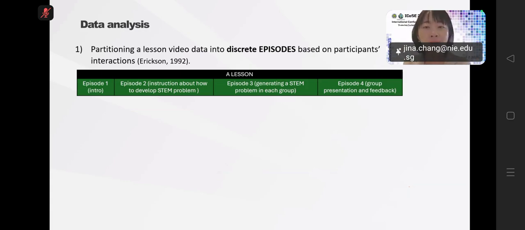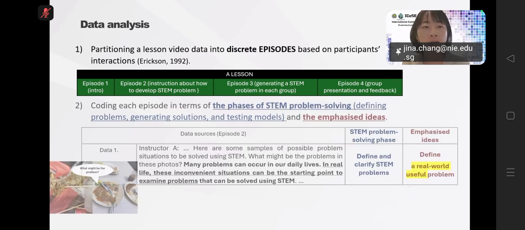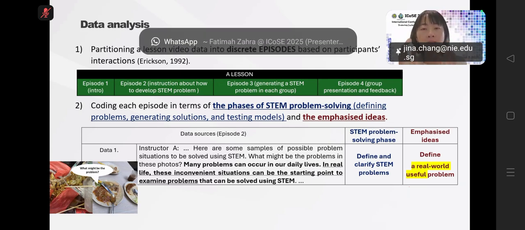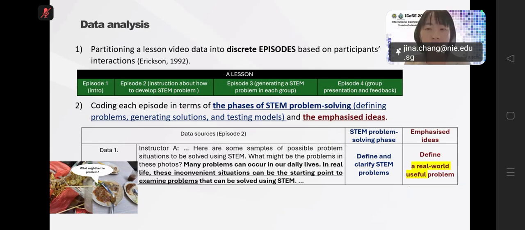So for example, this is one set of data, okay? One entire lesson was partitioned into discrete small activities. And in each activity, we analyze two aspects: the phase of STEM problem solving and what is emphasized in this activity. So, for example, in this activity, the instructor talked about how to define a STEM problem.